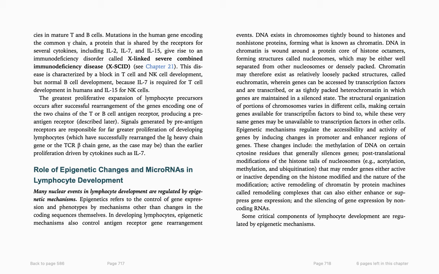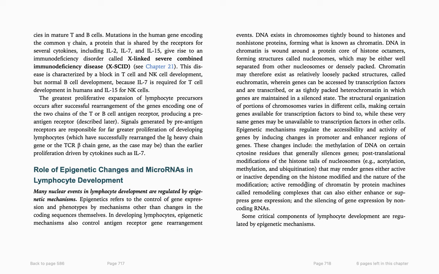The structural organization of portions of chromosomes varies in different cells, making certain genes available for transcription factors to bind to, while these very same genes may be unavailable to transcription factors in other cells. Epigenetic mechanisms regulate the accessibility and activity of genes by inducing changes in promoter and enhancer regions of genes. These changes include methylation of DNA at certain cytosine residues that generally silences the gene, post-translational modification of histone tails of nucleosomes, e.g., acetylation, methylation or ubiquitination, that may render genes either active or inactive depending on the histone modified and the nature of the modification, active remodeling of chromatin by protein machines called remodeling complexes that can also either enhance or suppress gene expression, and silencing of gene expression by non-coding RNAs.